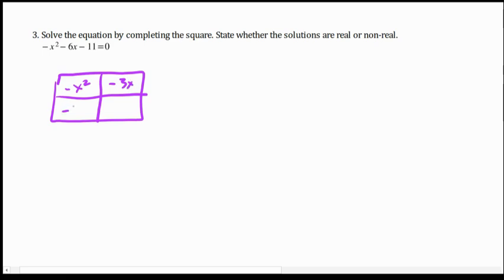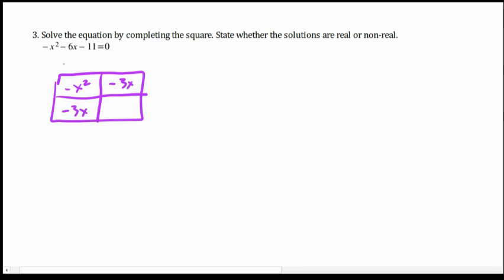Here we're asked to solve the equation by completing the square and state whether the solutions are real or non-real. So first things first, when we're doing completing the square, we draw a square or a box, and then we put the first term in the first box, and then we see that there's an issue with this, because the next thing that I want to do is split the second piece in half.